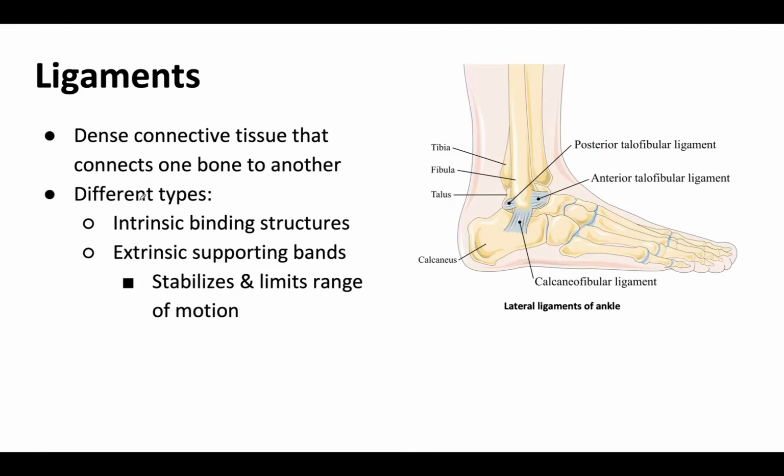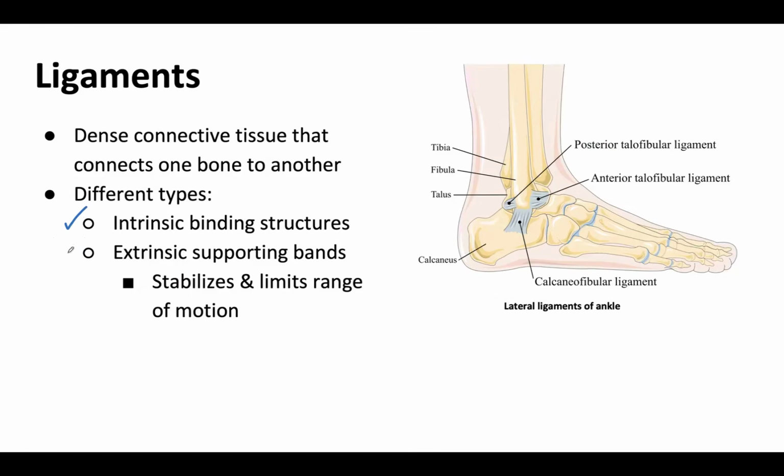There are many different types of ligaments, but we can split them into intrinsic binding structures, such as what you have in fibrous and cartilaginous joints. Those are solid sheets of connective tissue. A sutural ligament is an example of that.